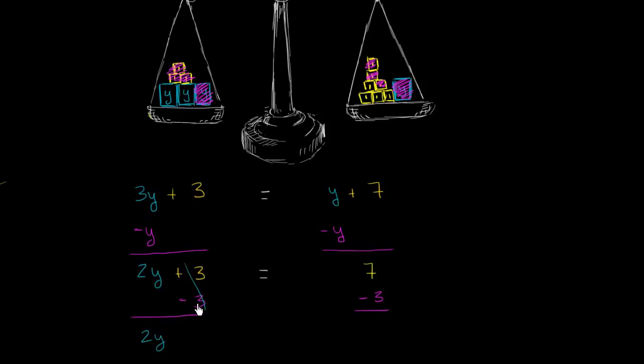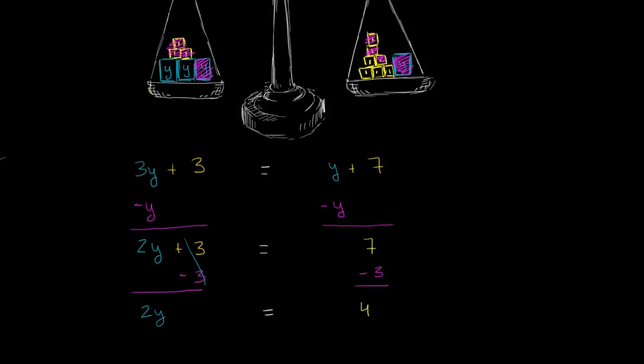These 3 minus 3 is 0, and you see that here. We're just left with 2 y's right over here. And on the right-hand side, we got rid of 3 of the blocks, so we only have 4 of them left. So you have 2 of these y masses is equal to 4 kilograms. Because we did the same thing to both sides, the scale is still balanced.